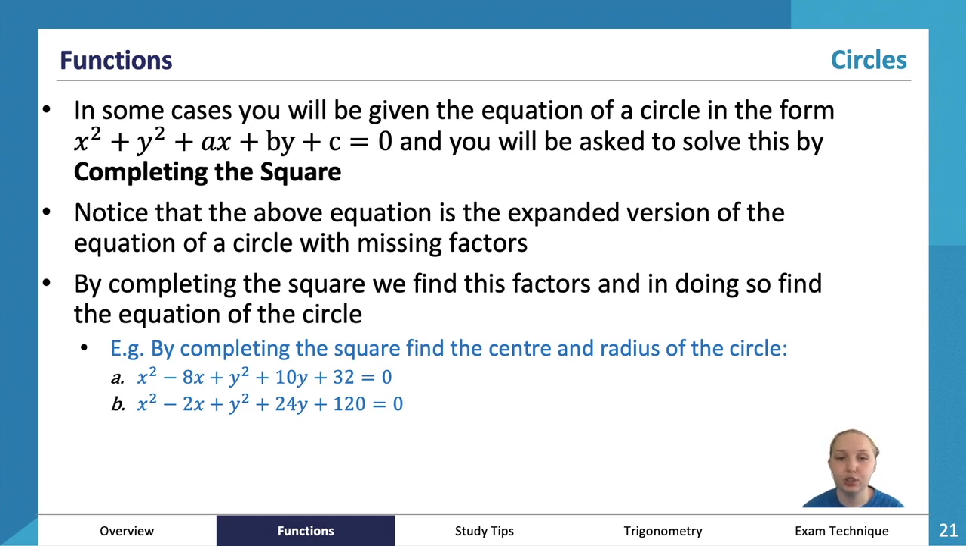So by completing the square, you find the missing factors so that you can then find the whole equation of the circle. Now, completing the square is something that you do look at in year 10, which is why I don't have an example of it just yet.